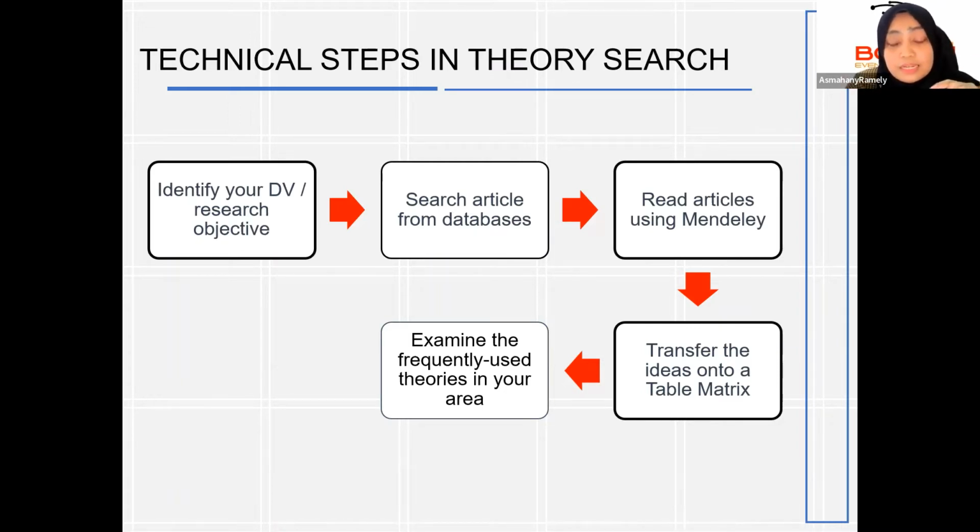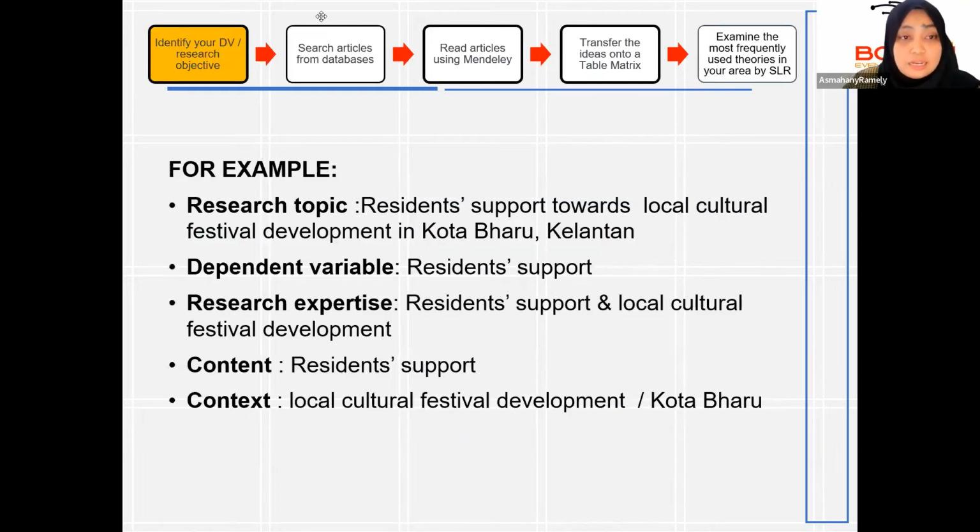Let's say in my study, the issue is that I want to solve the inconsistency in the formation of resident support. That is the issue, but I cannot just claim that it is the problem. There must be a theory, there must be support that explains why that situation happened. So that comes to the stage where we have to be clear with our research objective.